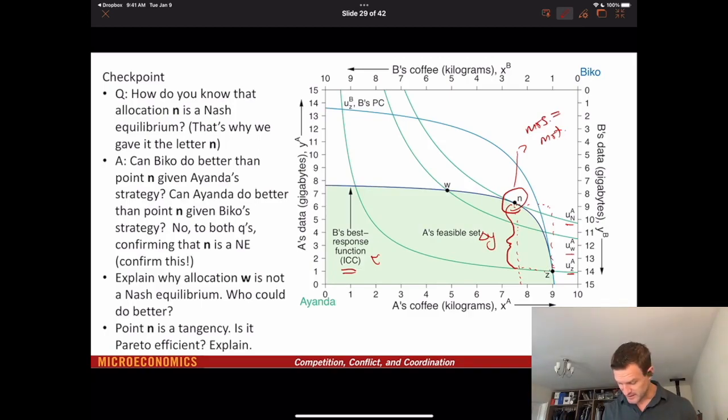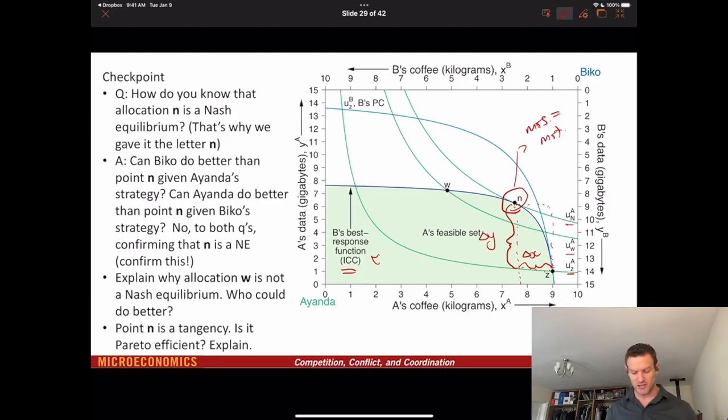Then how much X does he get? He gets that much X. Okay, that's the change in X that we're going to see. So there's some change in X and some change in Y. He's going to sell some Y in order to get some X at the price that is proposed to him by Ayanda. Now, I asked you some other questions here.